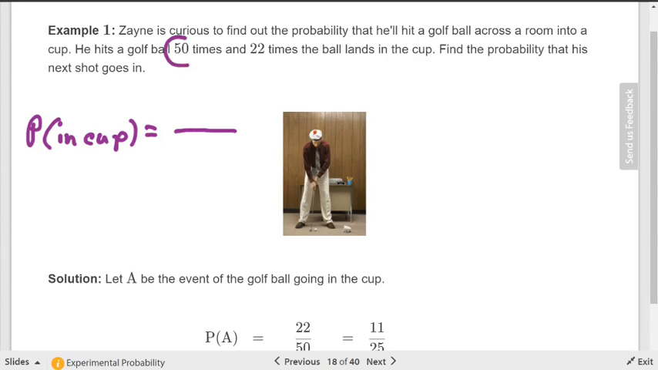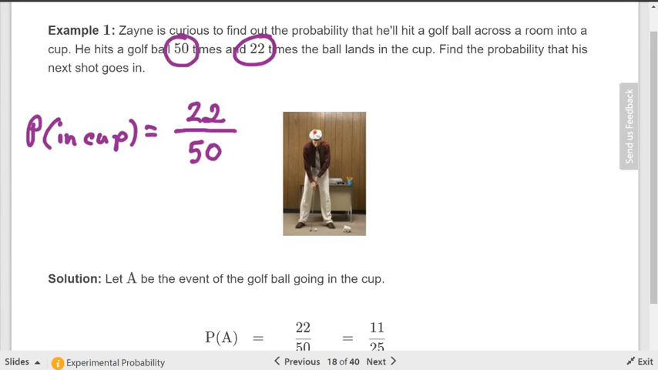50 times. So that's the total number of trials, right? So out of 50. Make sense? Yeah. And how many times did he successfully get the ball into the cup? 22. So that's the number of times he was successful. So 22 out of 50. Am I done? No. No way.